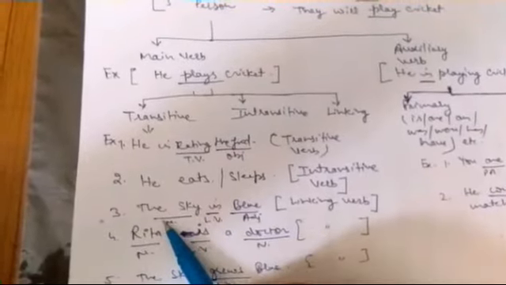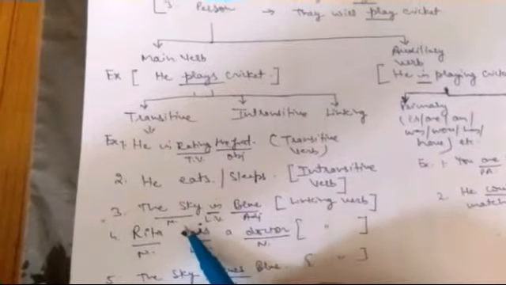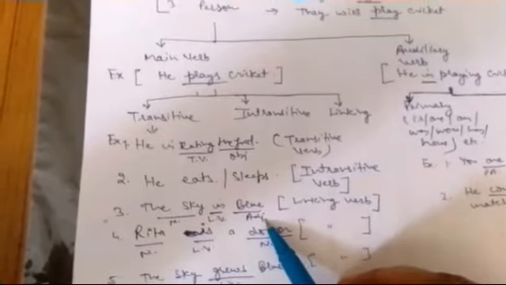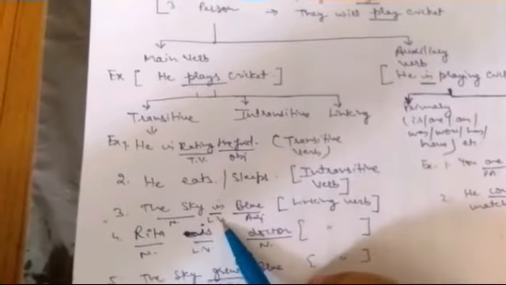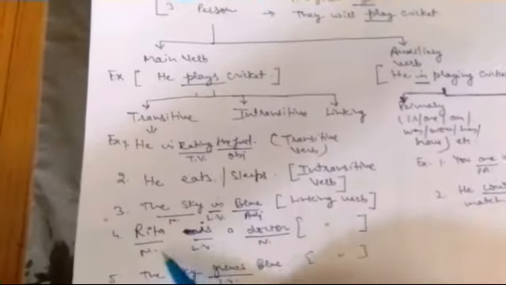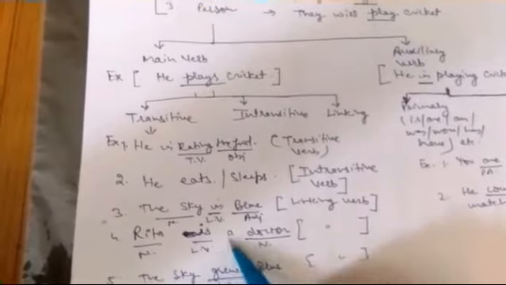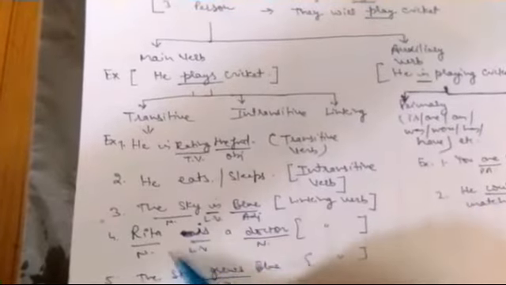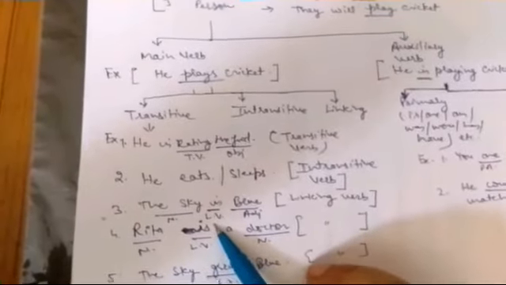Let me show you the example. The sky is blue. So the sky is the noun and blue is the adjective, and is joins these two words. So this is called linking verb. Next example, Rita is a doctor. Rita is a noun, doctor is a noun, and is joins these two words. So this is the linking verb.